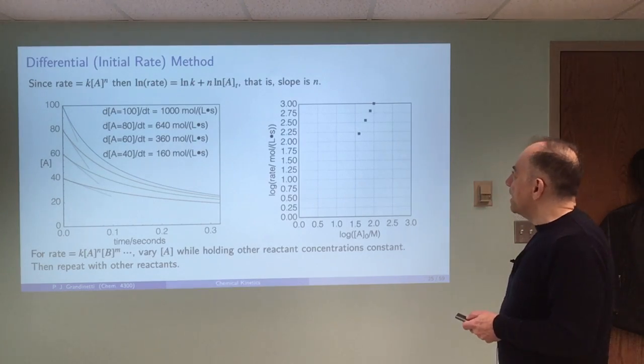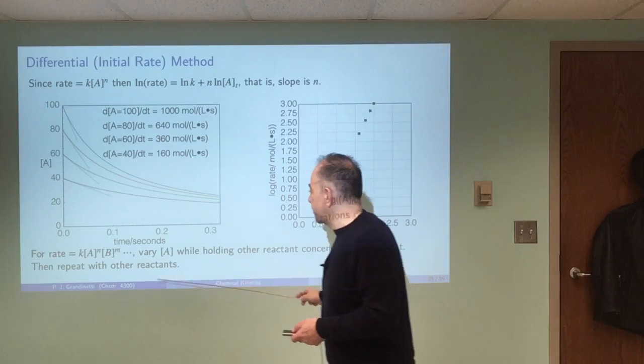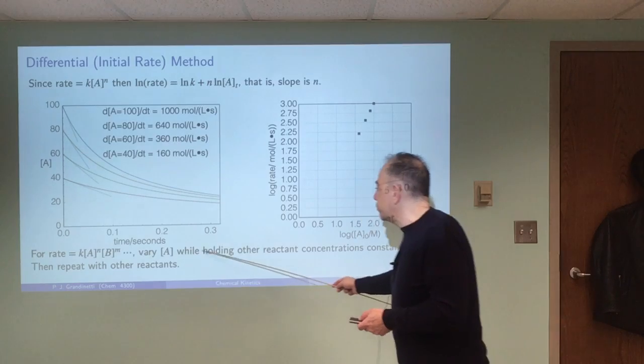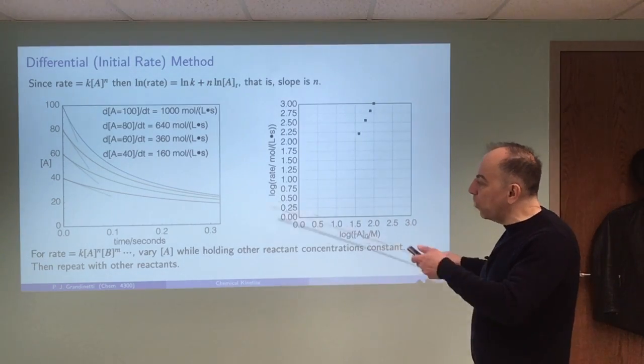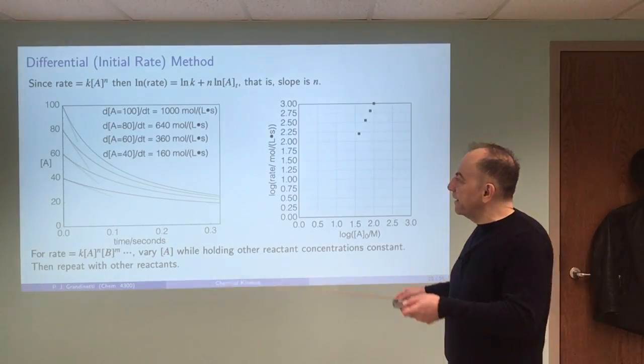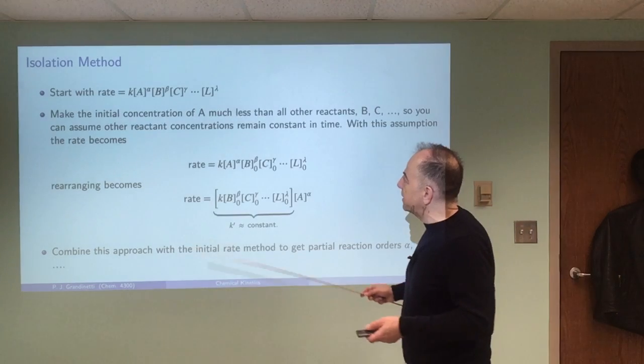Okay. Now, what do you do if you have more than just one species present? We may have a rate that involves many species. So what you're going to do is just vary A and hold the other species concentrations constant, and then repeat that process with the other reactant. So this is what's called the isolation method.